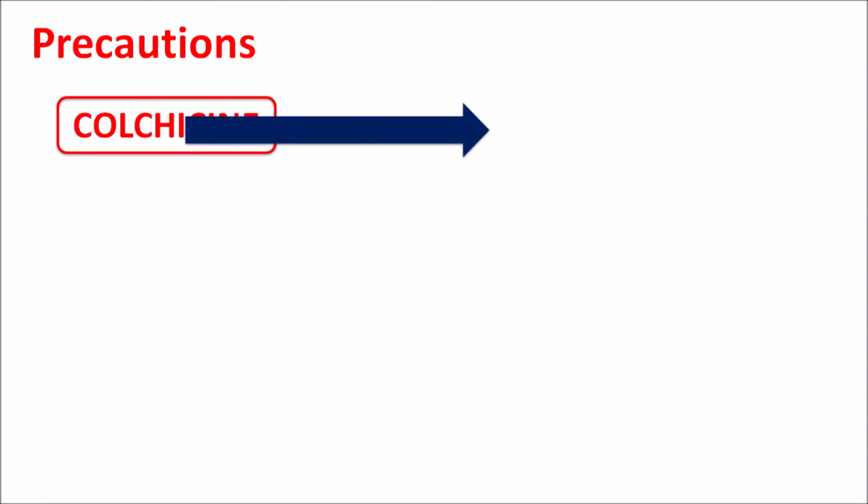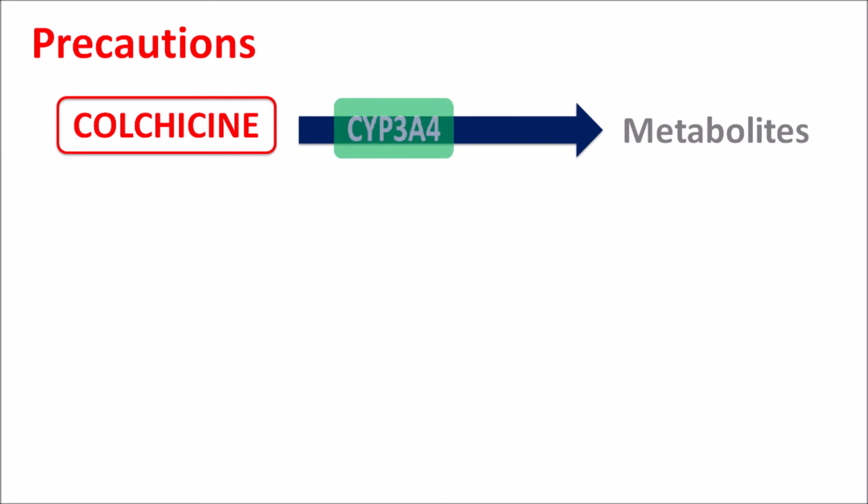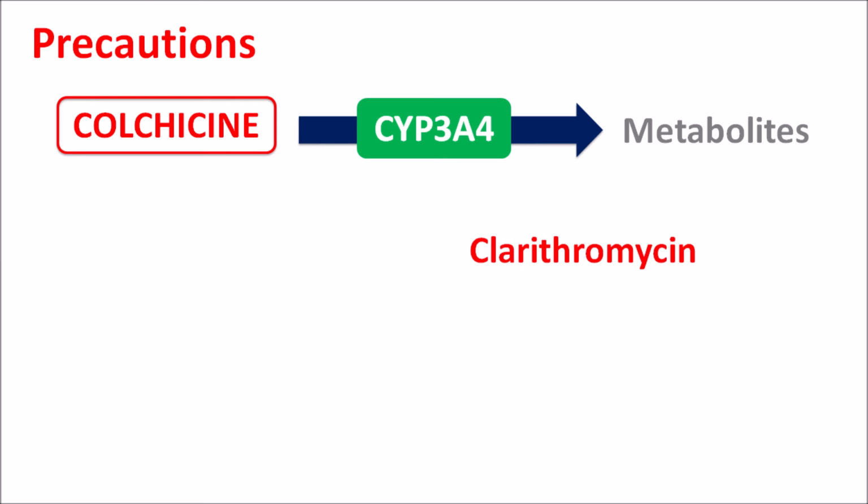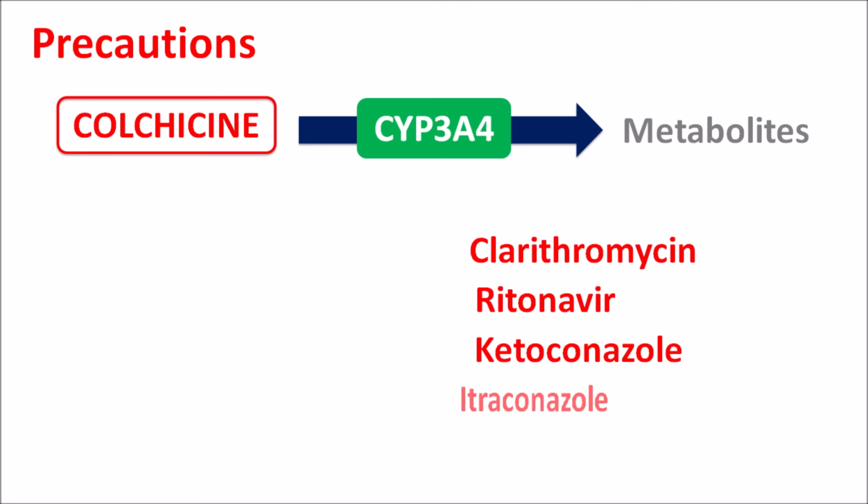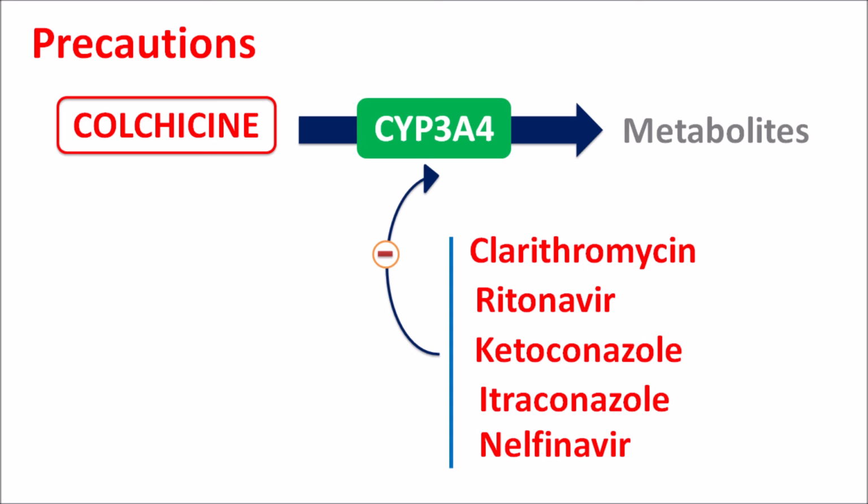Similarly, colchicine is going to be converted into metabolites by cytochrome P450 system, and CYP3A4 is one of the important pathways. So if you have the drugs like clarithromycin, ritonavir, ketoconazole, itraconazole, nelfinavir, all these drugs are the strong inhibitors of CYP3A4 enzyme. By inhibition of this metabolism, colchicine levels are increased, which results in its toxicity. That's why along with these drugs, the dose of the colchicine should be reduced.